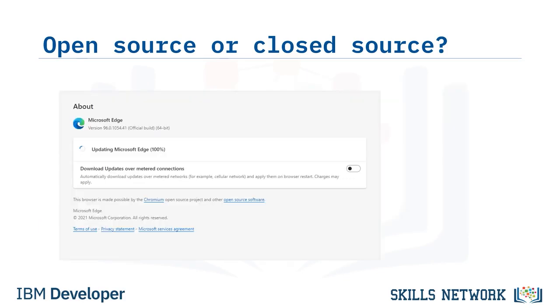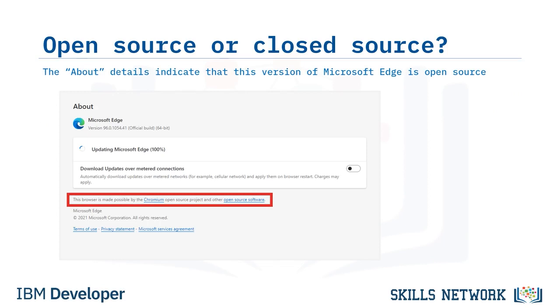So how do you know if the application is open source or closed source? Once you select About Microsoft Edge, the details show that Microsoft Edge uses Chromium open source code and other open source software. While the steps for determining open source or closed source will not be the same for every application, you can follow similar steps to find more information. Or you can search trusted websites for more information about source codes for most software.